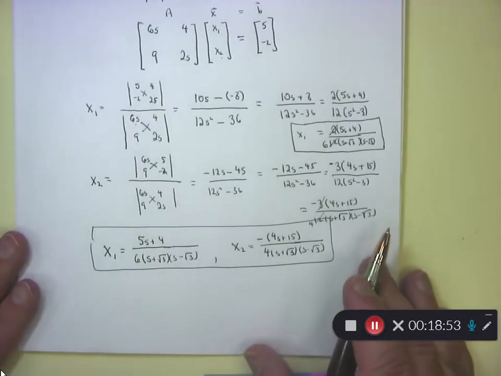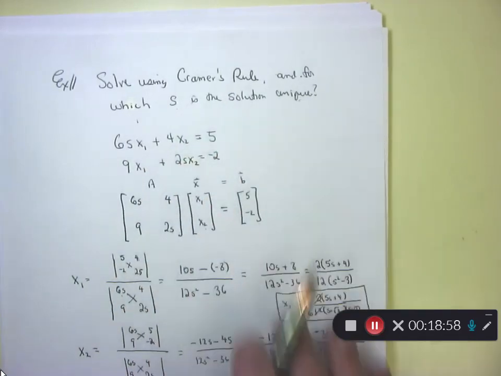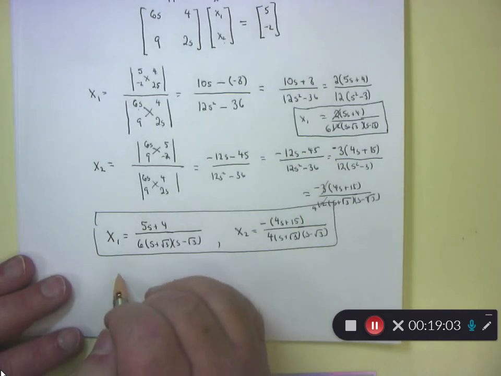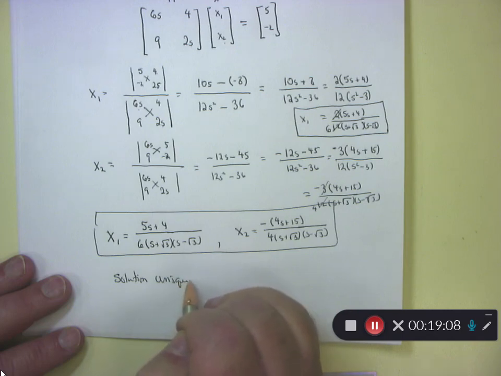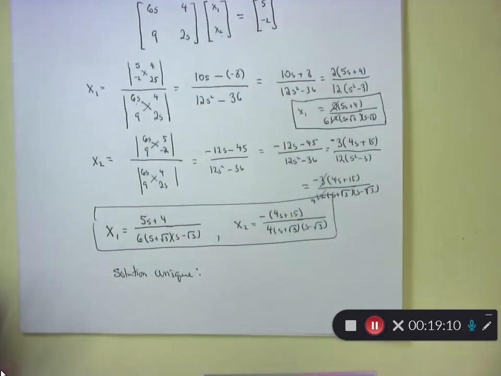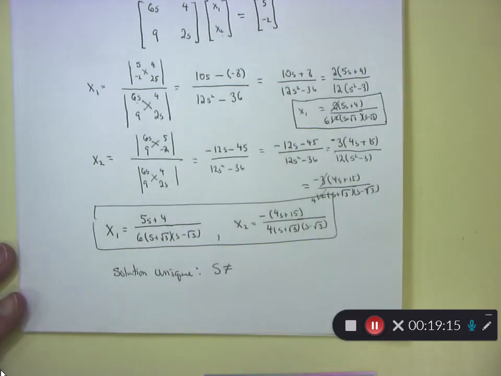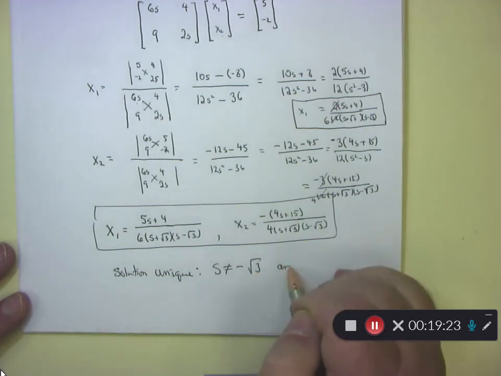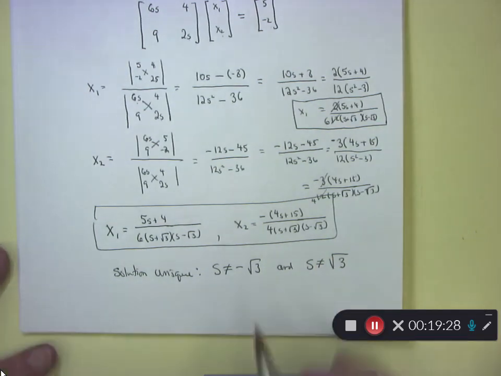But there is a part B to this question, and that is this: for which s is the solution unique? So these are my answers, but when do I get to have a unique solution? What's the deal? s cannot be equal to what numbers? What is it? Negative the square root of 3, and s cannot be equal to positive square root of 3.